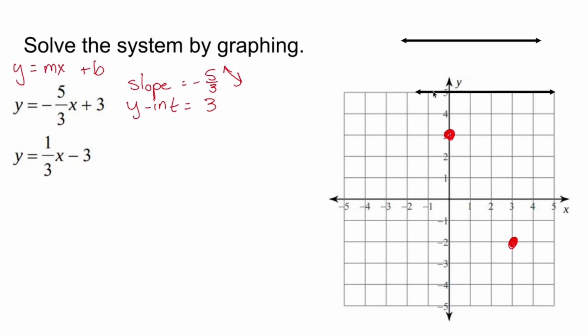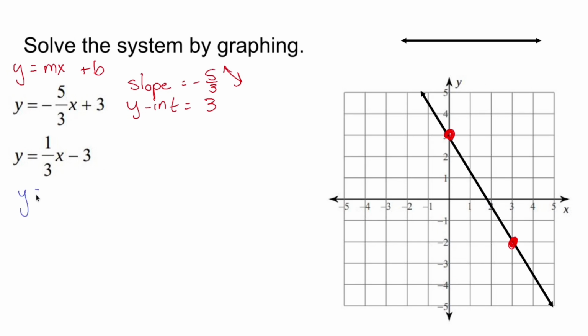So you take your line and draw it out. I'm going to use this because I'm awful at drawing lines, and this does the job just fine for me. All right, so that's my first equation. Now let's graph the second.